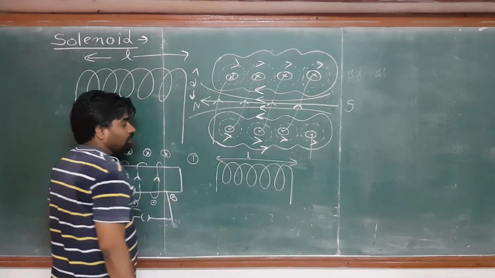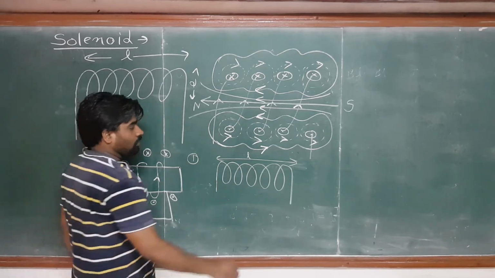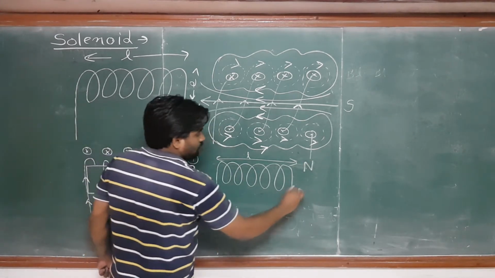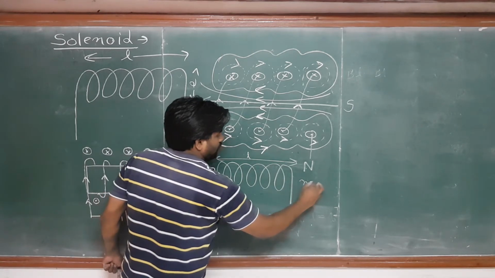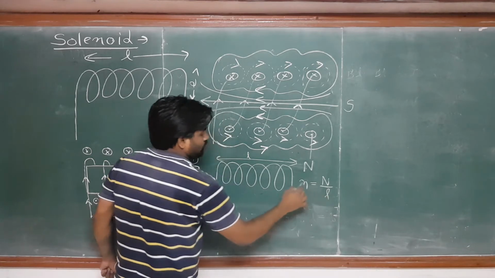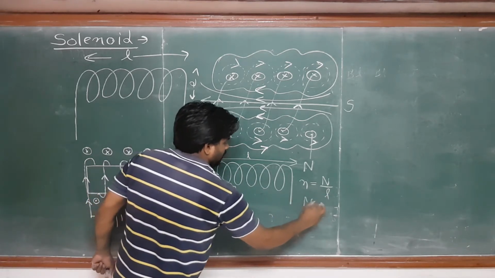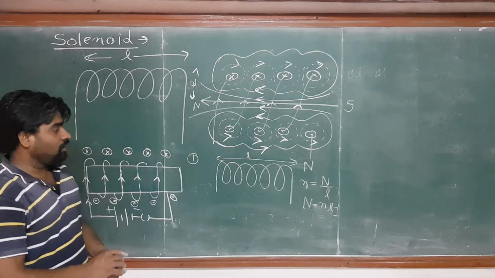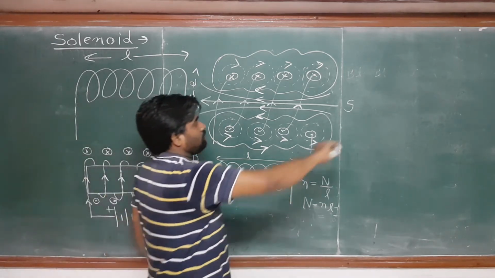And the total number of turns is called capital N. The number of turns per unit length is denoted by small n. So I can write capital N is equal to small n times L.